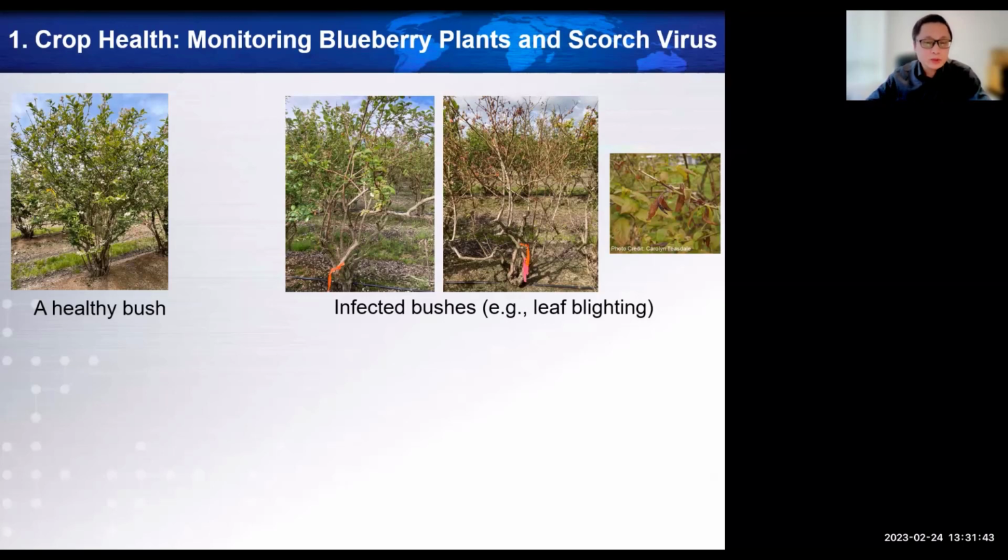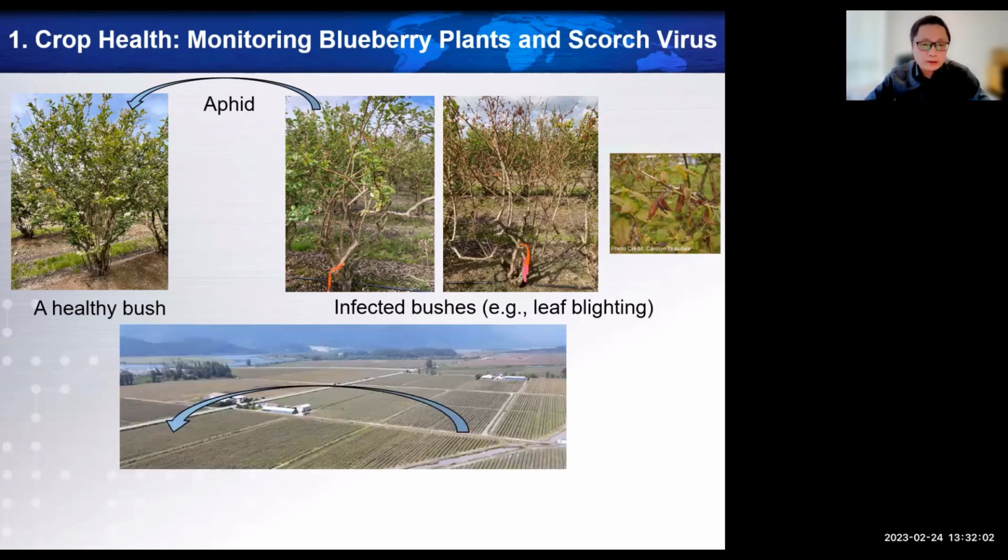We can see symptoms like leaf blighting. These are symptoms of the Scotch virus infection. One feature of the Scotch virus is that it can spread by aphids, from one bush to another bush. Similarly, it can also spread from one field to another field, one region to another region. So if your farm is pretty healthy, but there are infected bushes in your neighbor's farm, the virus can still spread into your farm.